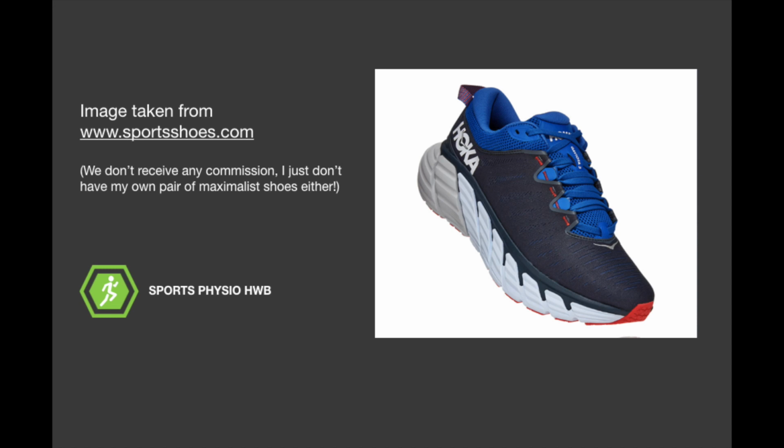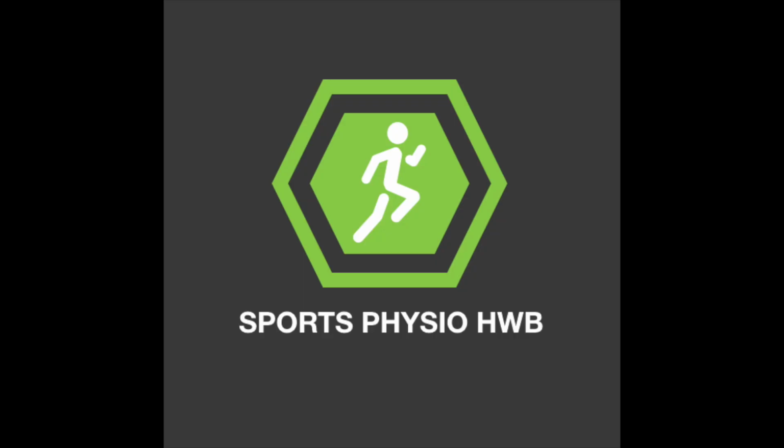Then we've got the maximalist shoe, like the Hoka, which does look a little ridiculous but has a very thick cushioned midsole. So thick cushioned midsoles have been shown to reduce shock going through and reduce impact forces. So if you've had problems because of impact, or perhaps if you've got a little bit of arthritis going on in your joints and you want some shock absorption, then that's a good option.